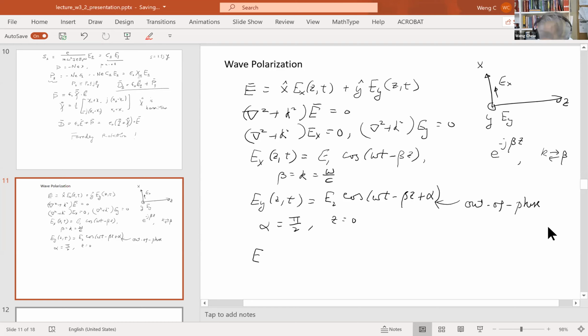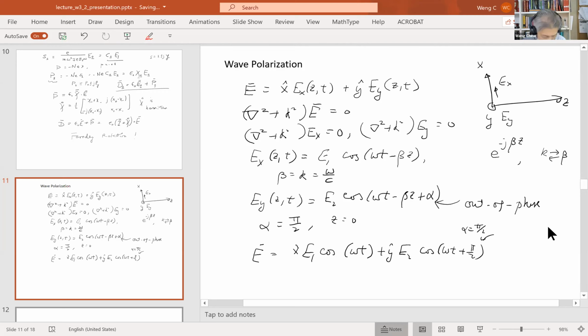At z equal to 0, this wave will consist of two components, x hat E1 cos omega t plus y hat E2 cosine of omega t plus alpha, but alpha is pi over 2. Okay, alpha is pi over 2 in this picture. And then we can track and study how the polarization of this wave would look like. Okay, let's do a simple thought experiment, very simple one.